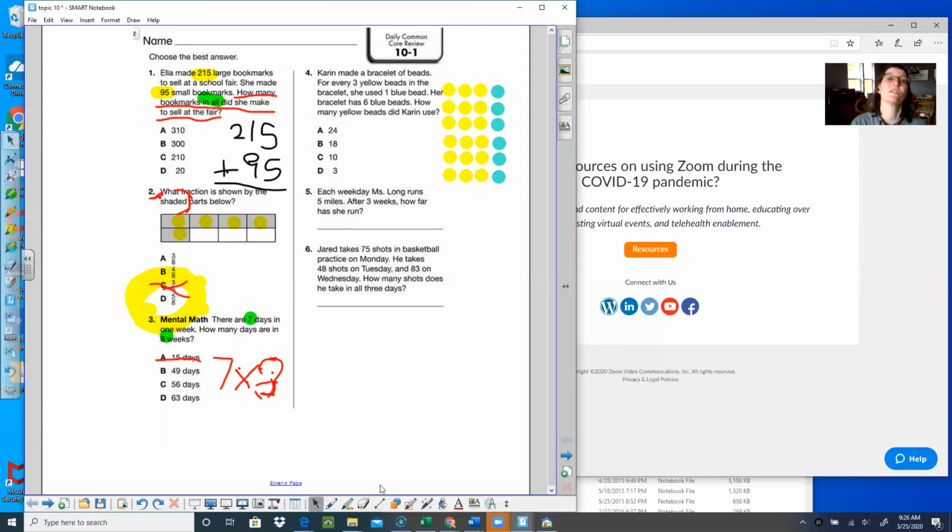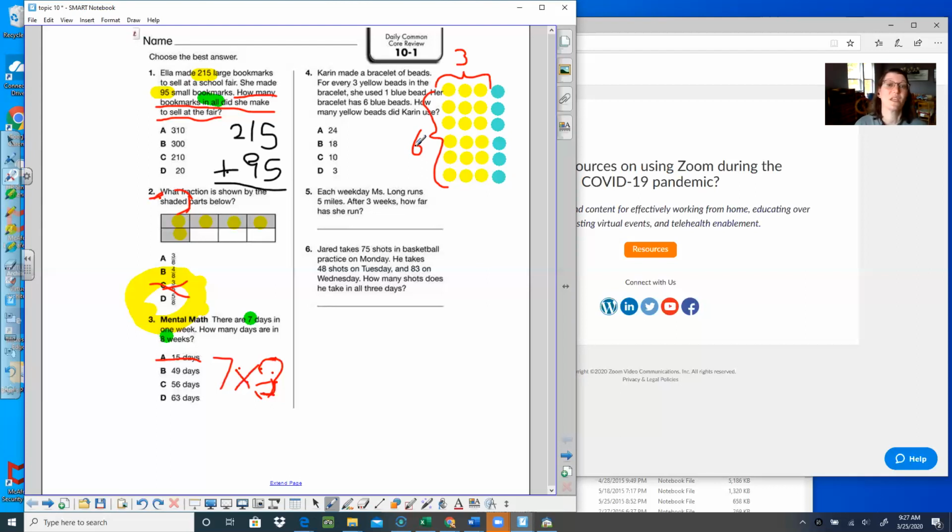So I'm asked to look at how many yellow beads she used. Okay, let's grab another pen. Red pen. So if I'm looking only at my yellow, here I have 3. And if I'm looking at this side, that's kind of messy. Here I have 6. What operation can we use to quickly figure out 3 groups of 6 or 6 rows of 3?